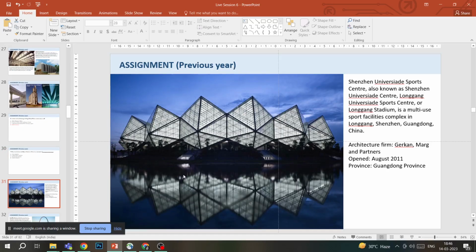So Shenzhen Universiade Sports Center, it is also called Shenzhen Universiade Center, Longgang Universiade Sports Center, or Longgang Stadium. It's a multi-use sports facility complex in Longgang, Shenzhen, Guangdong, China. The architecture firm that made this building was Gerkan, Marg and Partners. The place opened in August 2011, and it is located in Guangdong province in China. So this is how it looks like.